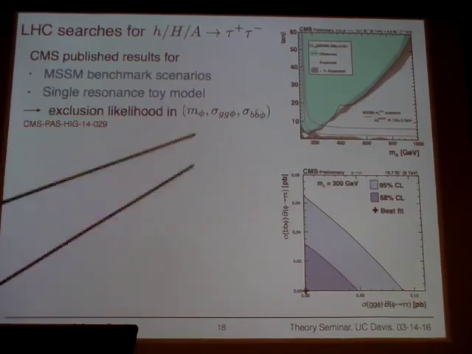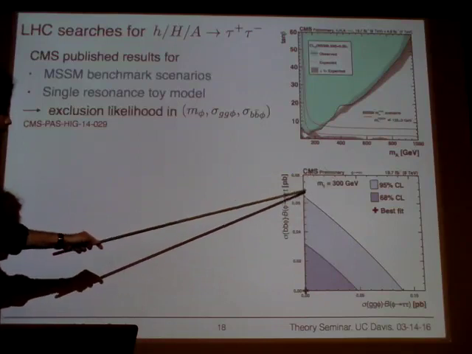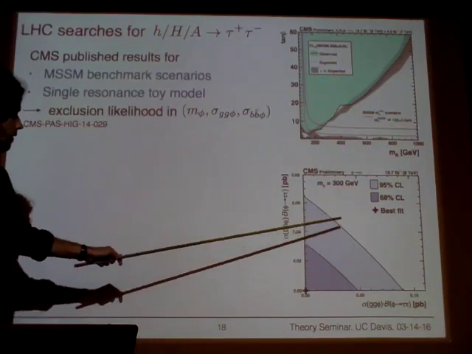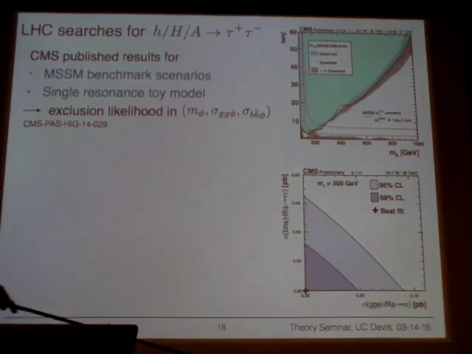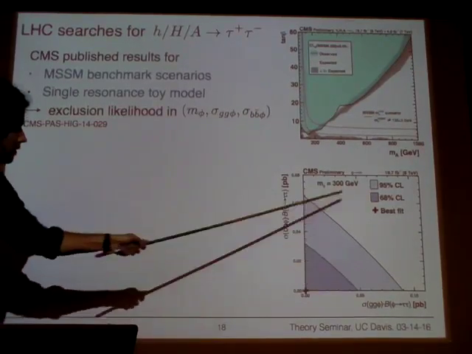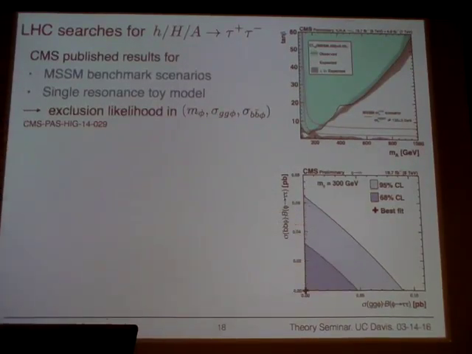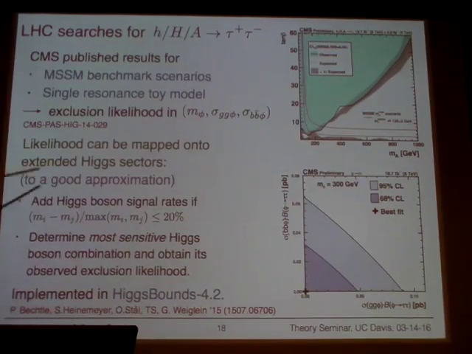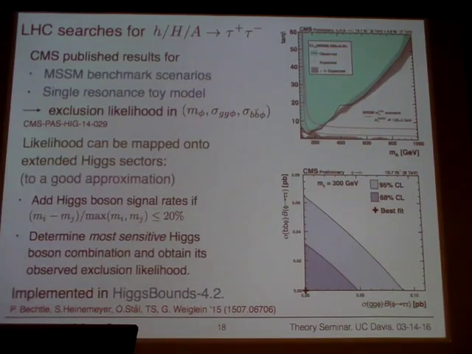And this is an example for this toy model for 300 GeV, for the 1 and 2 sigma regions. But what they actually did is, for every point in this parameter space, give the likelihood value of how much it is excluded. So it turns out that this toy model can be mapped onto extended Higgs sectors to quite a good approximation by following a very simple algorithm.